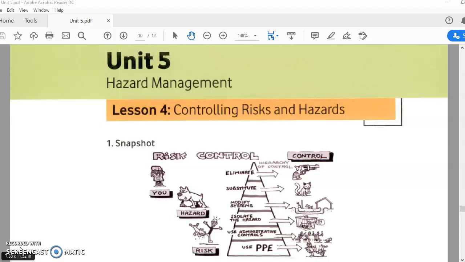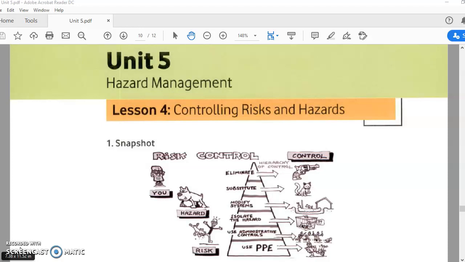We talked about hazards before. We said that a hazard is something that can cause harm to humans, for example, electricity or chemicals. But what is a risk? A risk is how high or low the chance is that a particular hazard will actually cause harm to a human. So is it low risk or is it high risk?